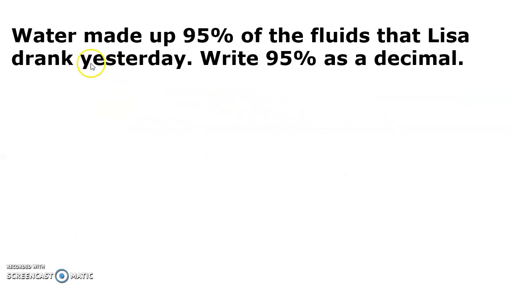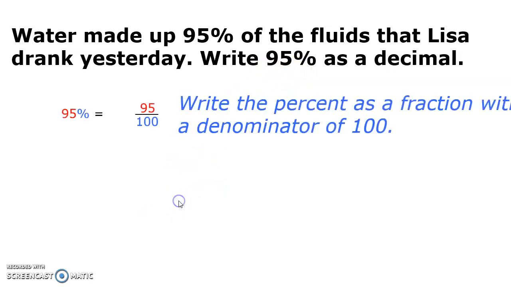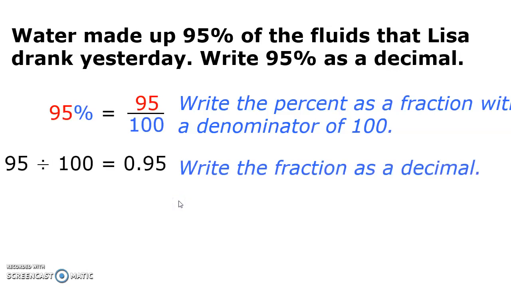And here we go with Lisa. Lisa drank some fluids, and 95% of that was water. So that's fantastic. We want to write 95% as a decimal. And again, move the decimal over 2 spots to the left, and we get 0.95. And that is really it.